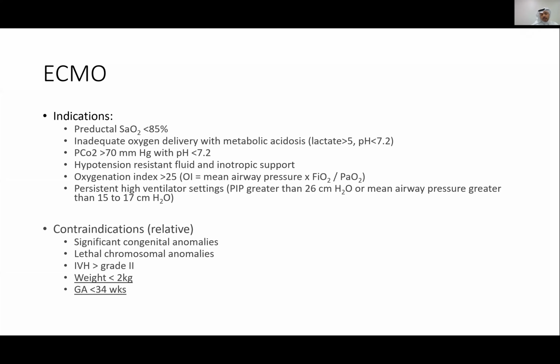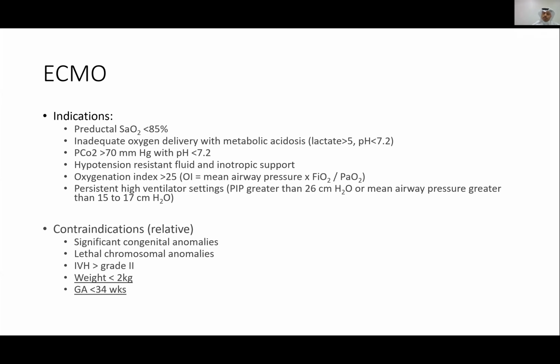What are the contraindications to ECMO? Significant congenital anomalies that we said, for example, a very bad cardiac defect and so forth. Lethal chromosomal anomalies like trisomy 18, trisomy 13, intraventricular hemorrhage more than grade 2, or weight less than 2 kilos, or gestational age less than 35 weeks. However, I underline those because there are centers who actually do ECMO for smaller than 2 kilos or smaller than 34 weeks.